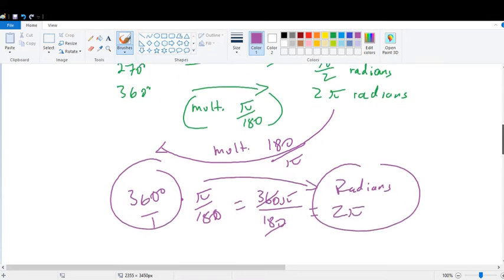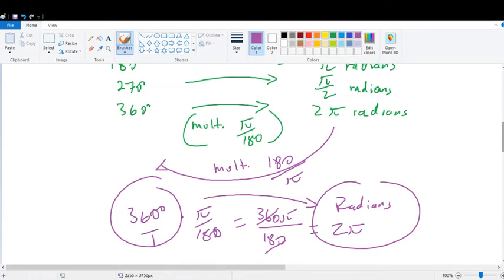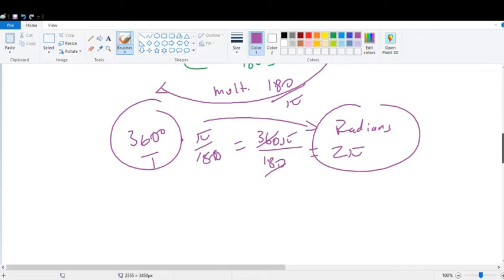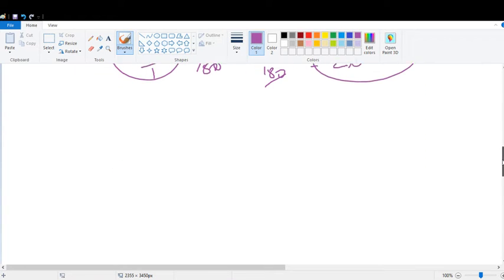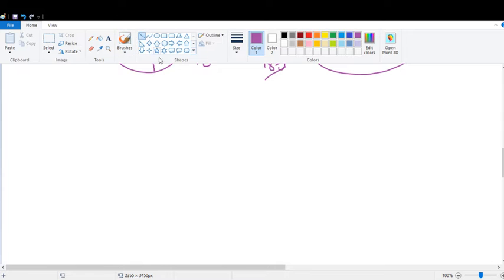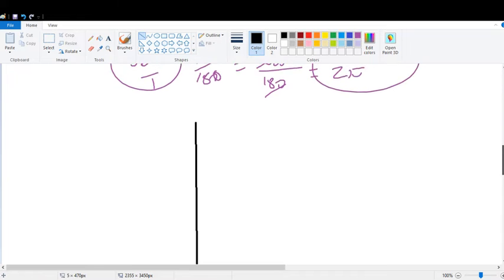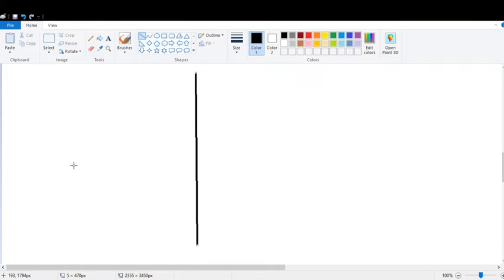All right, so let's take this and let's apply it to more conversions. So, let's say that I have my plane here, the Cartesian plane. I'm going to make this somewhat big. All right, so this is the x-axis and the y.